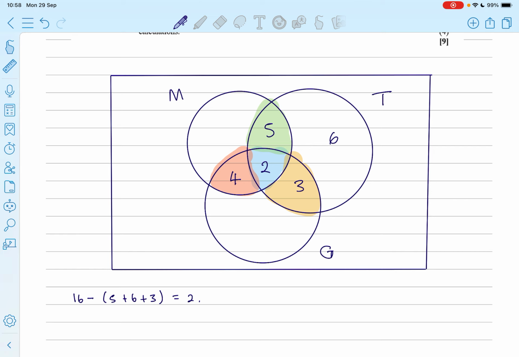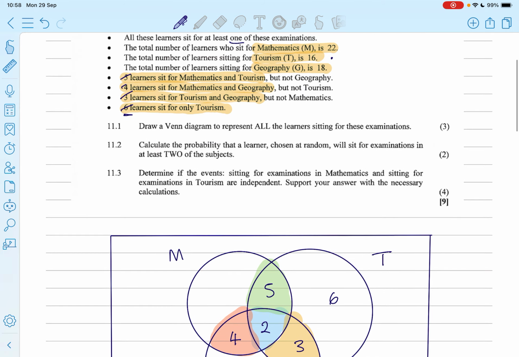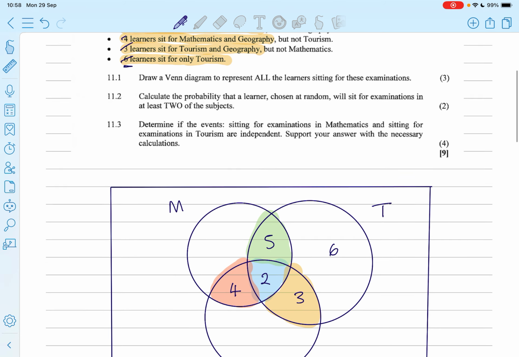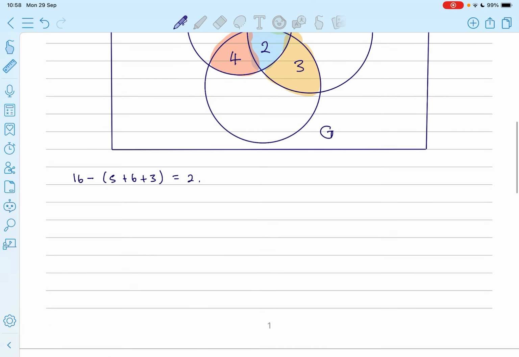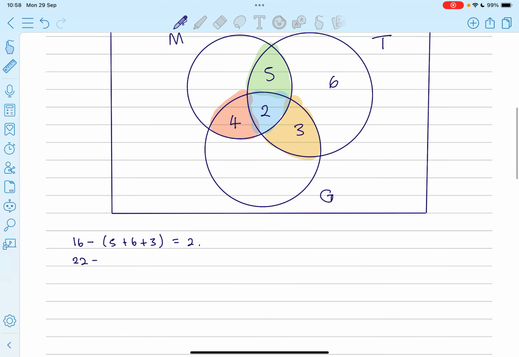Okay, so now we can do the calculations for maths and also geography. Let's start with maths. So we know there's a total of 22 students that do maths. So we want the number of students who only do maths without the other 2. So that will therefore be us taking 22 and subtracting all the other intersections. So minus 5. And then we're going to add the 2 and the 4.